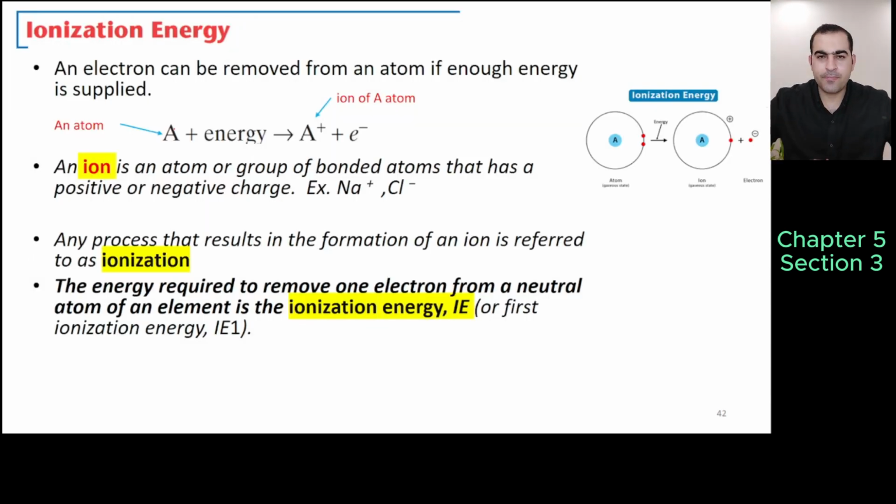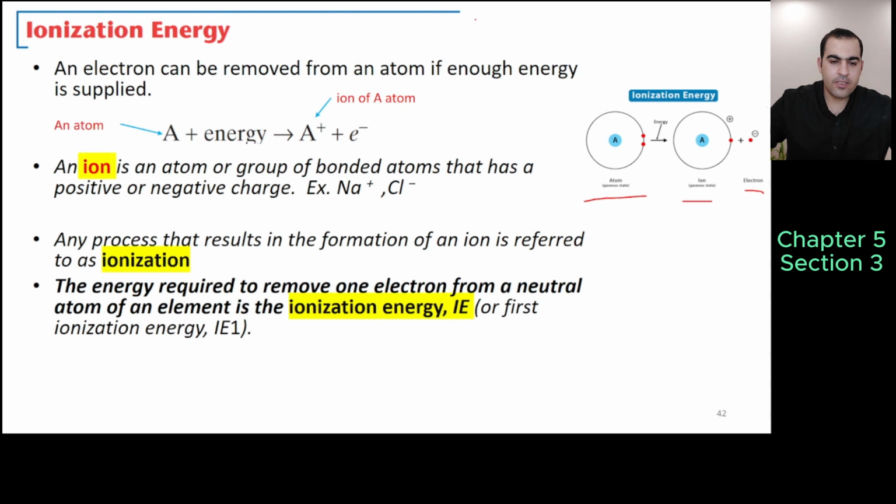Ionization energy. If you have a neutral atom, how can you remove one electron from it? By adding energy. An electron can be removed from an atom. Look, this is a neutral atom. It has 2 electrons. You add energy, and at the end you can remove 1 electron, but the atom is going to become an ion.